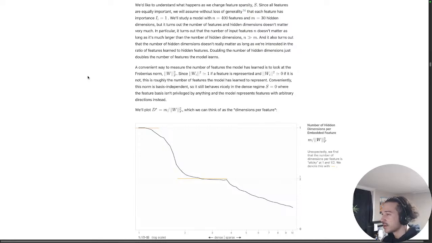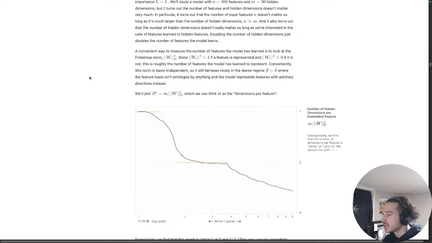Since the Frobenius norm of W is approximately 1 if a feature is represented and approximately 0 if it is not, this is roughly the number of features the model has learned to represent. Conveniently, this norm is basis independent, so it still behaves nicely in the dense regime S equals 0, where the feature basis isn't privileged by anything and the model represents features with arbitrary directions instead.